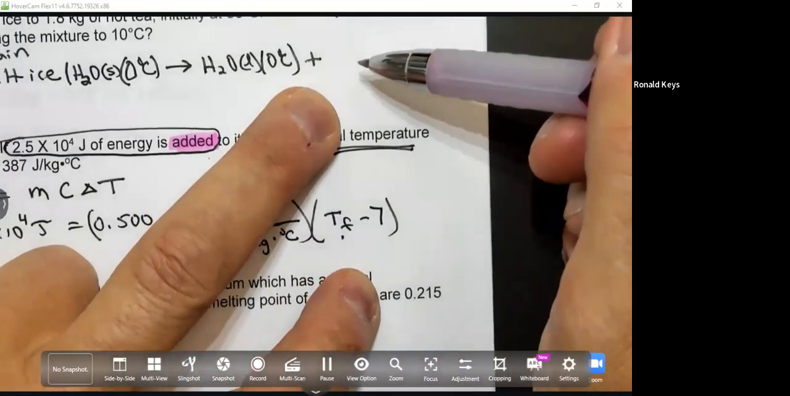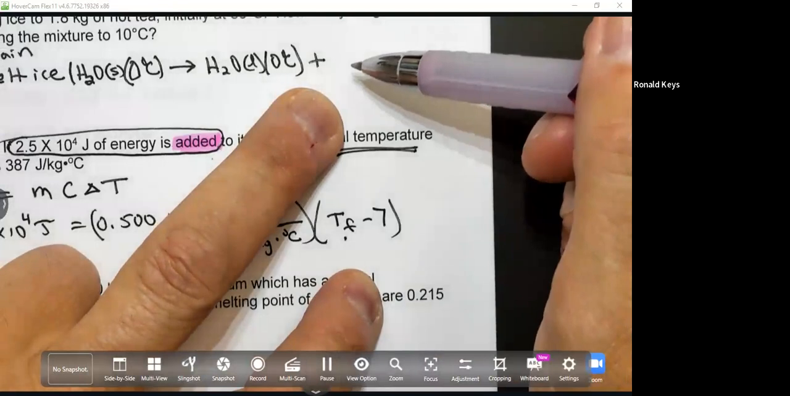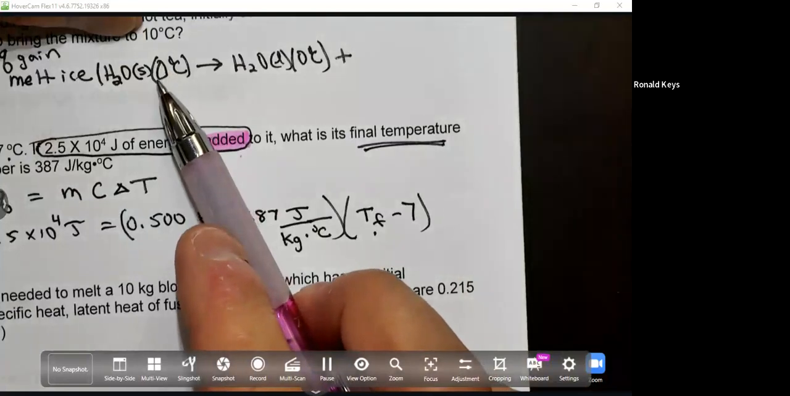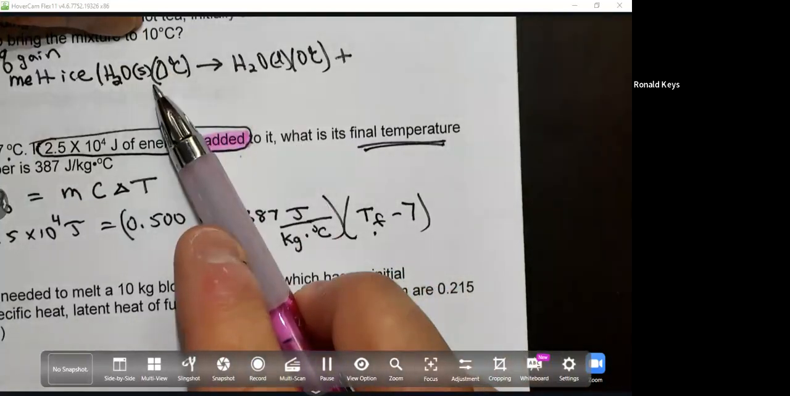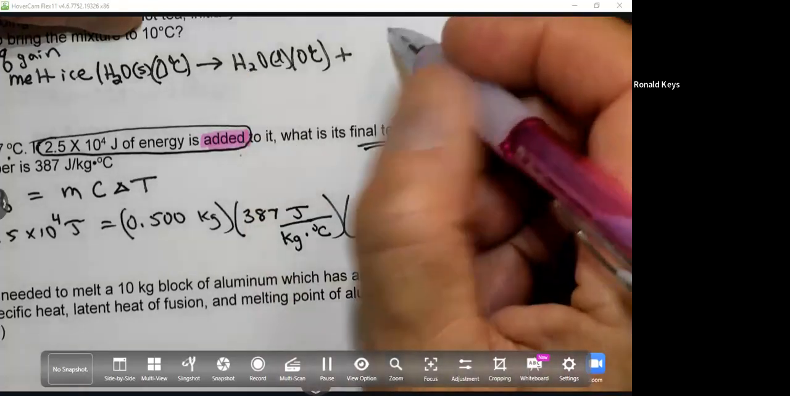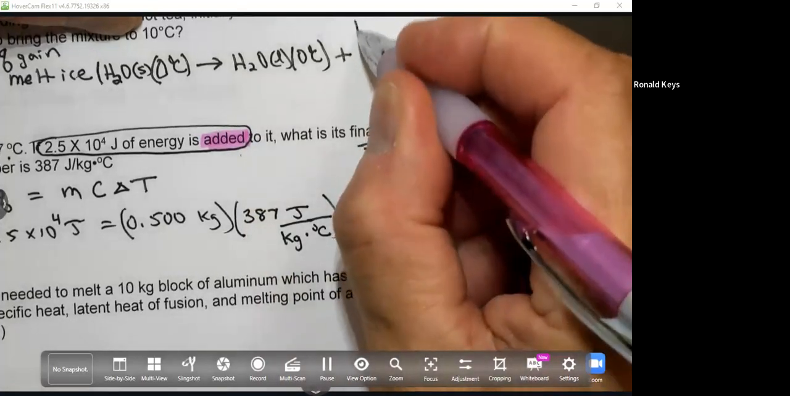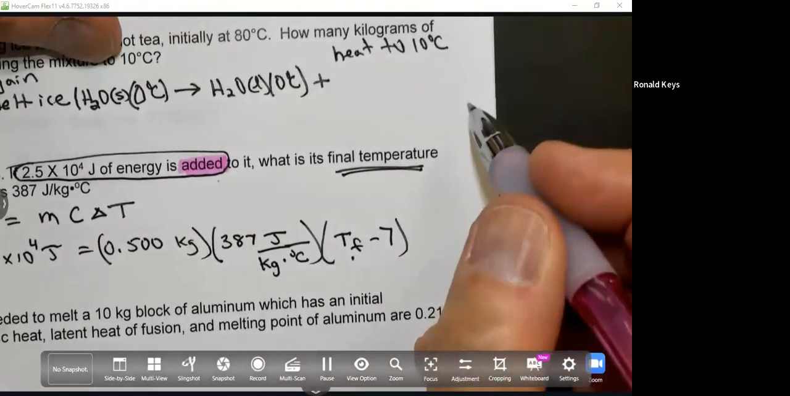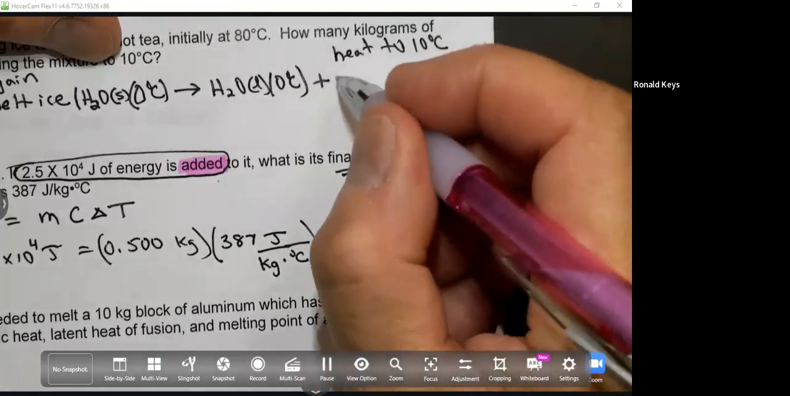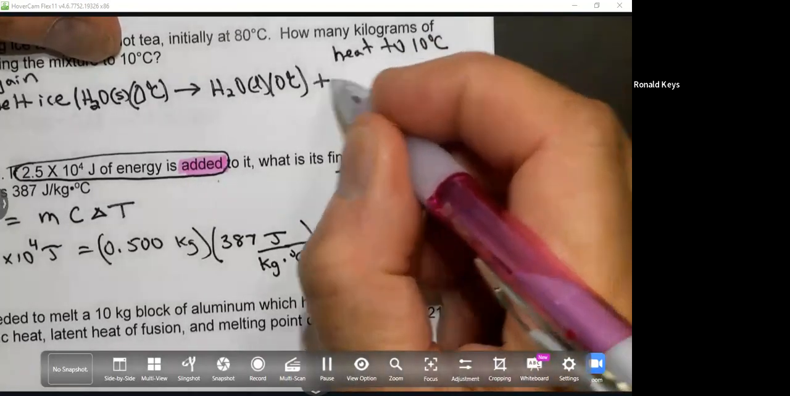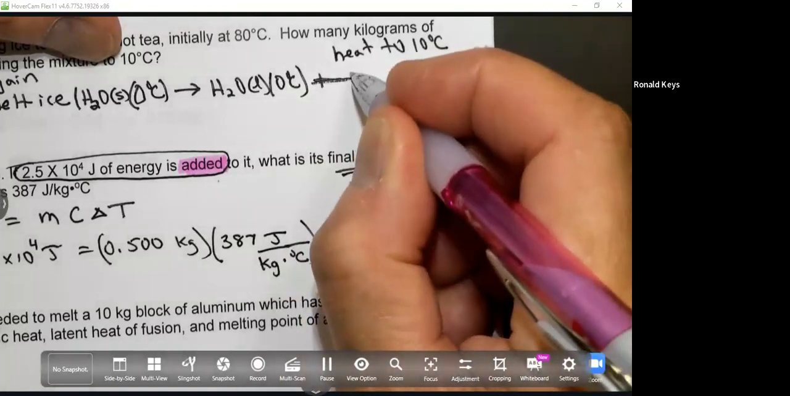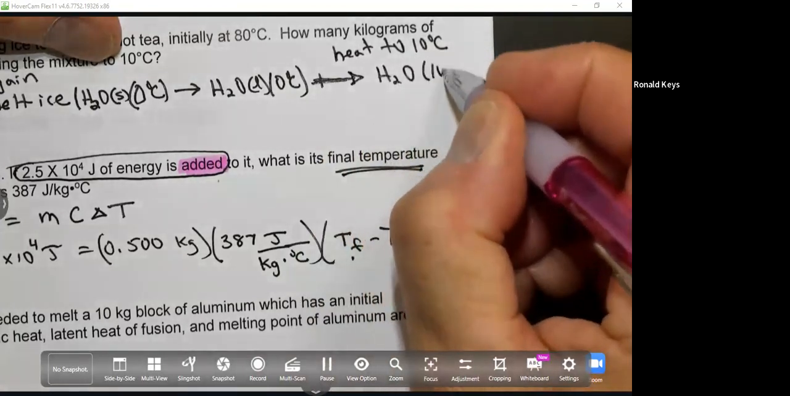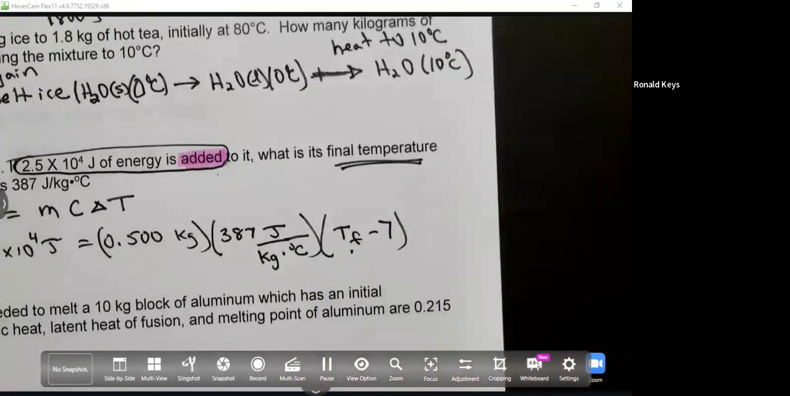Plus, we have to heat that melted ice up to 10, right? The final temperature of this whole thing is 10, but you can't get the dropped in ice to count towards 10 degrees until you melt it all. So now we're going to heat to 10 degrees Celsius on this. And just do my arrow here. So now we're going to have to go up to H2O at 10 degrees for the ice.